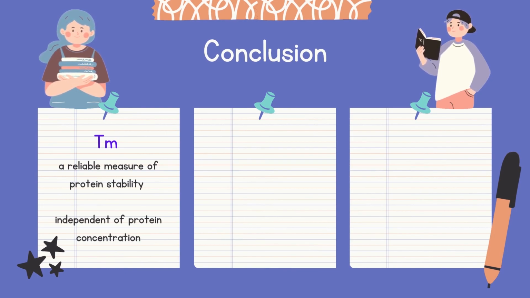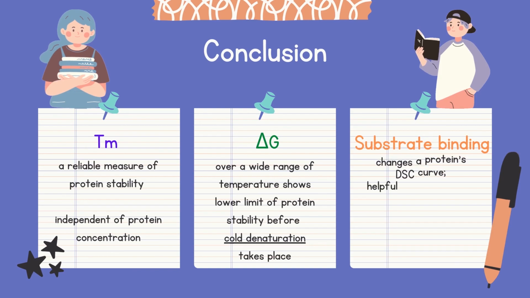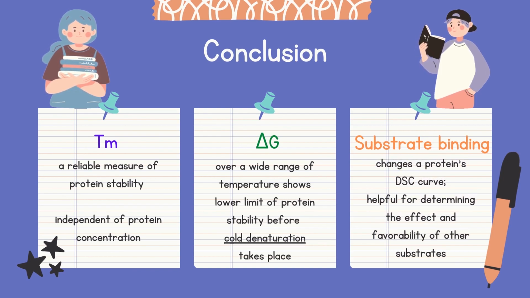We also know that calculating for delta G over a wide range of temperatures shows the lower limit of protein stability before cold denaturation takes place. And lastly, we know that substrate binding noticeably changes the protein's DSC curve. This is helpful for determining the effect and favorability of other substrates, as well as inhibitors and activators.